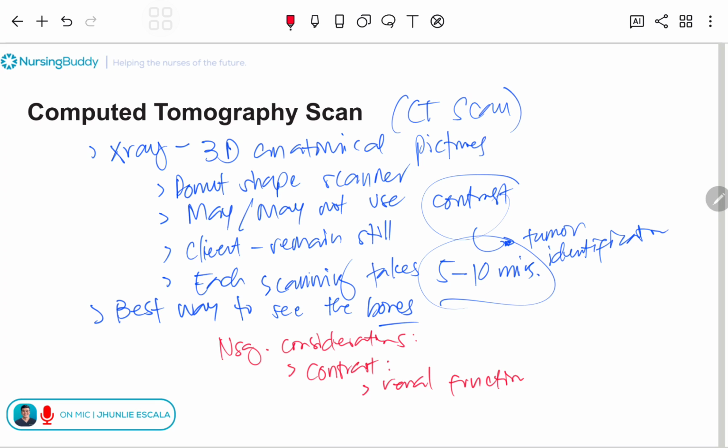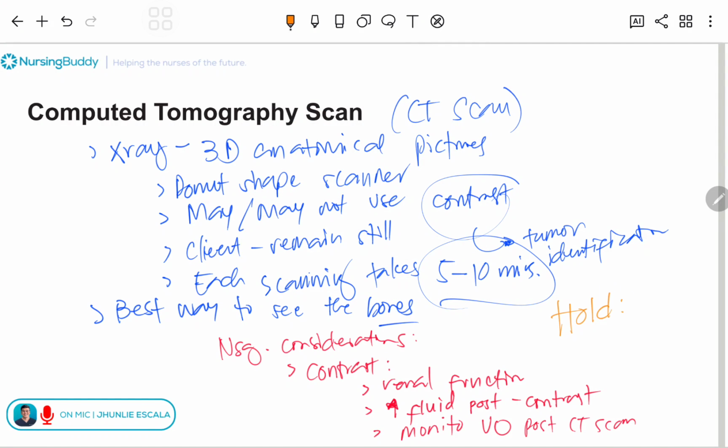Why? Because magbibigay tayo ng dyes. Okay? So, what are we going to instruct to the patient? Increase the fluid intake. Okay? Post-contrast. Okay? Tandaan po natin yan. Post-contrast dye, we increase the fluid intake ng pasyente po natin. Okay? Monitor urine output closely after CT scan. Monitor UO. Okay? Urine output post CT scan.